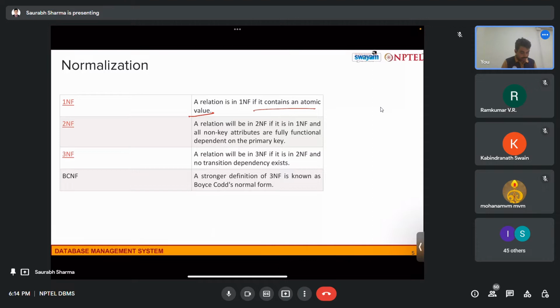For 1NF, there should be atomic values. For 2NF, it should be in 1NF, and all non-key attributes are fully functionally dependent on the primary key. And for 3NF, it should be in 2NF, and there should be no transitive dependency. Then there is Boyce-Codd normal form, BCNF, which we also call 3.5NF. Here, the functional dependency should have a super key.